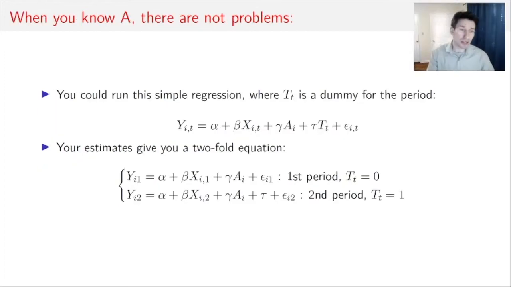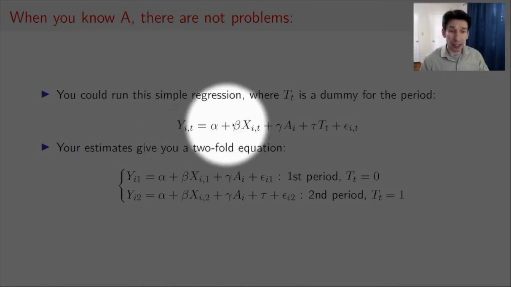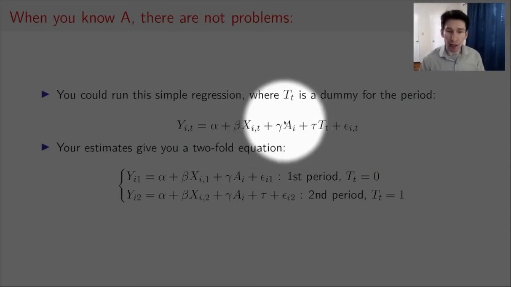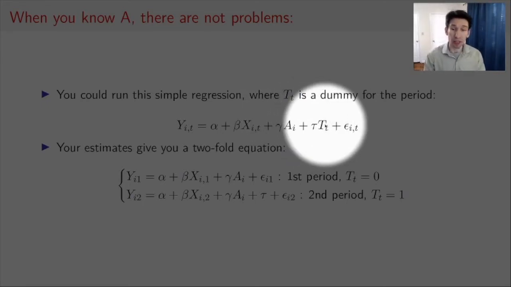And so you could run this as a simple regression where this subscript t is a dummy for the period. You have a yit as your outcome variable, and here an intercept. Your covariates xit, so that would include education and maybe others, and ai, which would be your gender, that does not change, and then this dummy for the period.